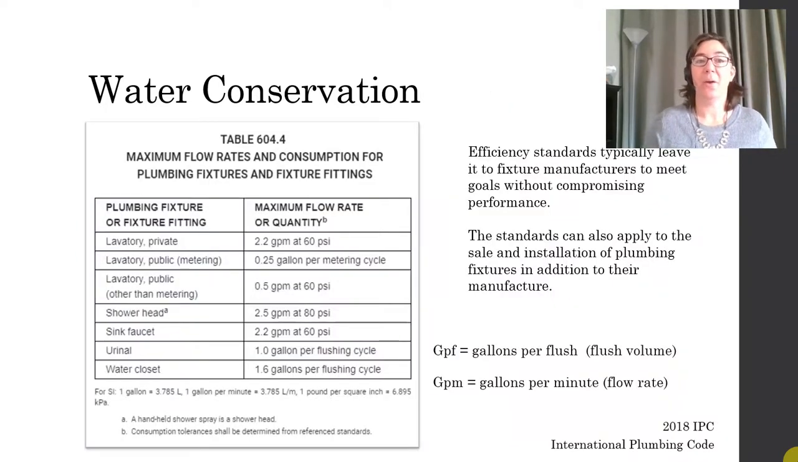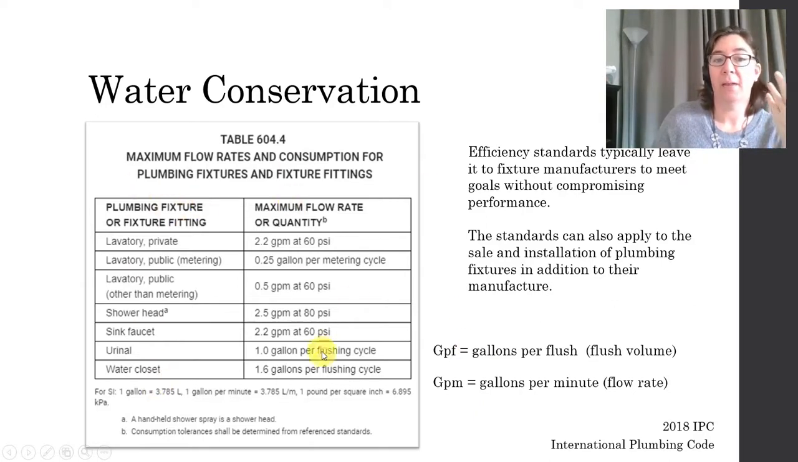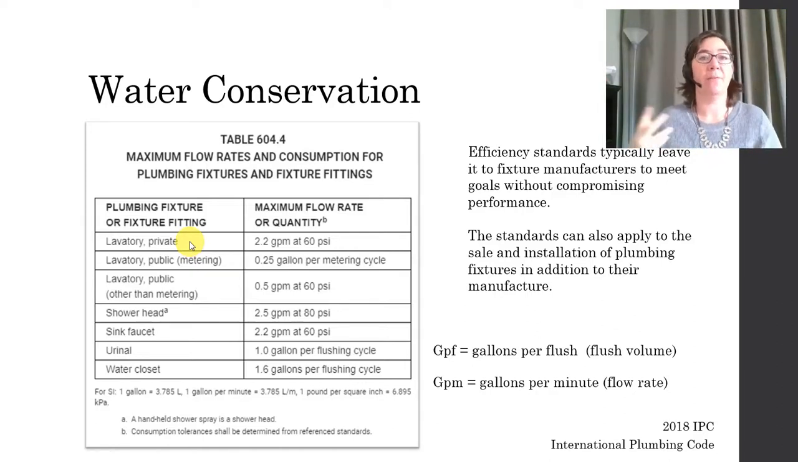The International Plumbing Code includes this table here, 604.4, which restricts the maximum flow rates and water consumption for different plumbing fixtures. All right, and this is the kind of the water conservation piece of the plumbing code. And so you can see right here that each fixture or fitting is listed and its maximum flow rate or water quantity. For example, your private lavatory, so this is your residential lavatory or a restroom intended for one person, all right, is 2.2 gallons per minute.